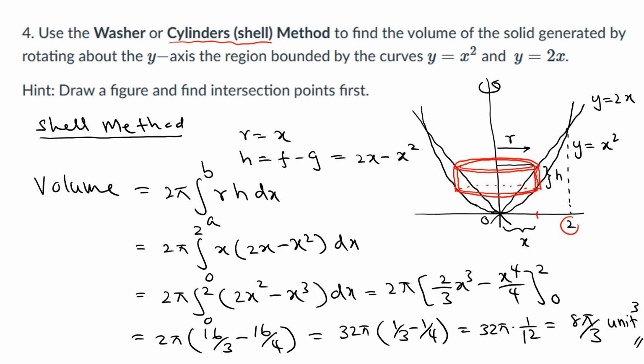And here you also need to figure out what the variable is. In this case you can see that x is the variable, that means you're using the x limits. When you have the washer method, the variable is y, because the washer is moving along the y direction. So that's the major difference between the two, but you get the same answer at the end. And compared to the washer method, the cylinders method is much easier.